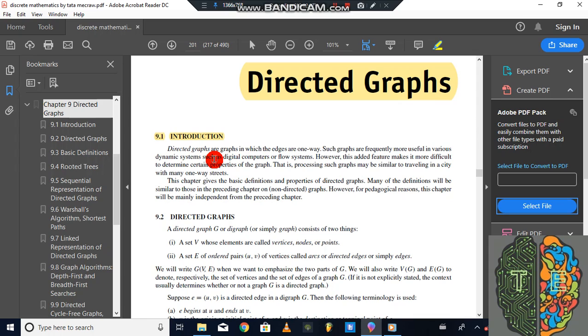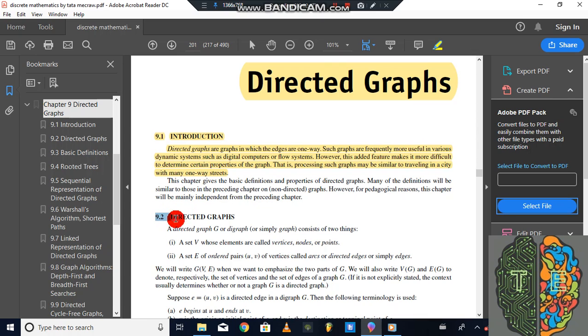You must have seen apps like Google Maps and Ola app. These are all designed with the help of graphs, directed graphs, and all other graphs. Many types of graphs we have, BFS. All these topics are regarding this directed graph.